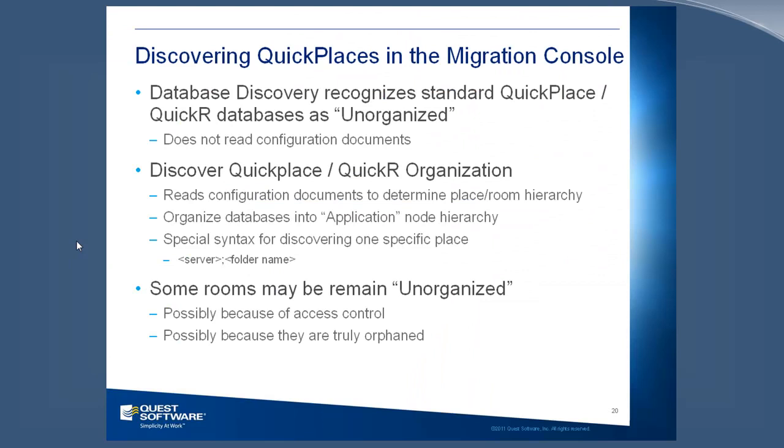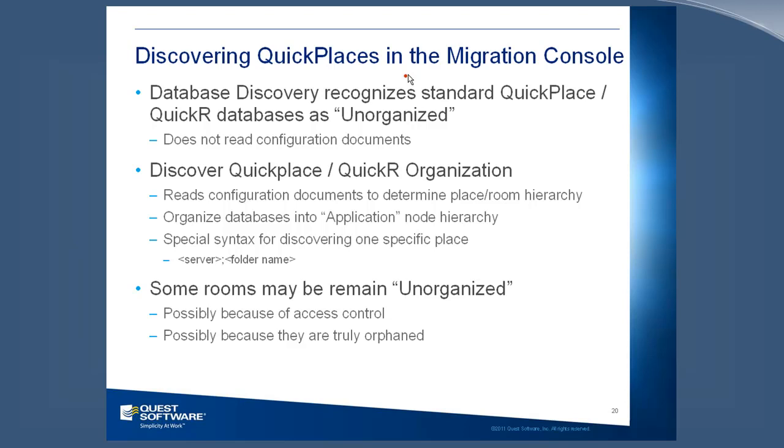I showed you running one migration job for QuickPlace pages, but probably you're going to want to do this at a much higher level. Again, imagine you have thousands of QuickPlace databases, rooms and subrooms and so on. You're really going to want to use the automation features in our tool to automatically create the subsites for every subroom and automatically run a migration job. So let me show you what this looks like using the migration console.